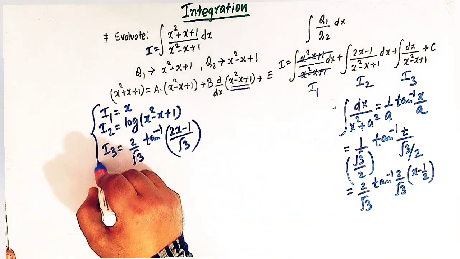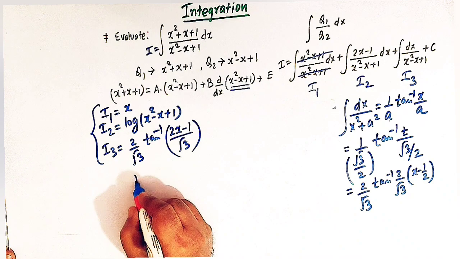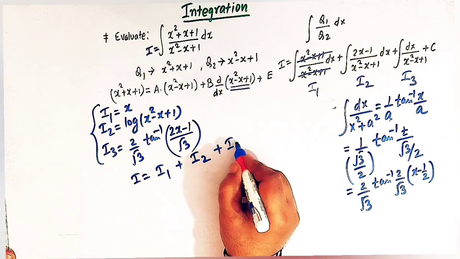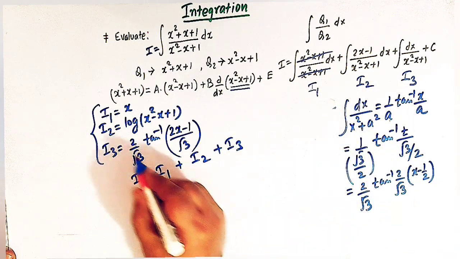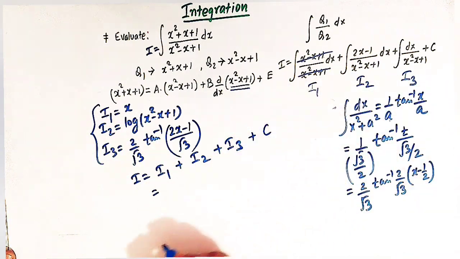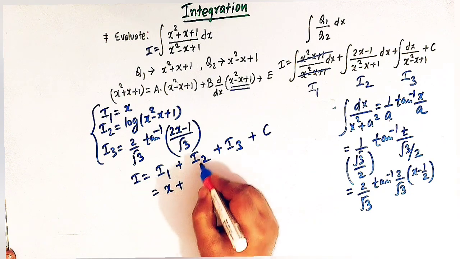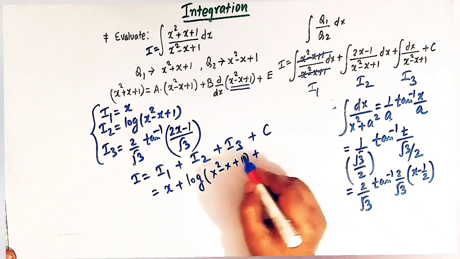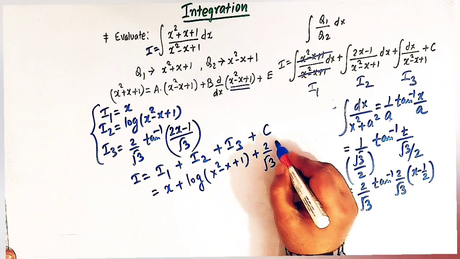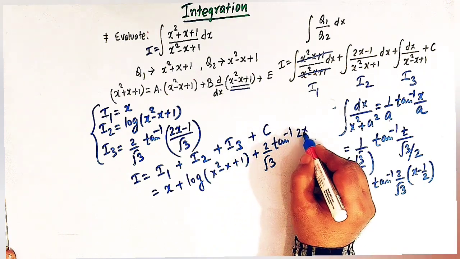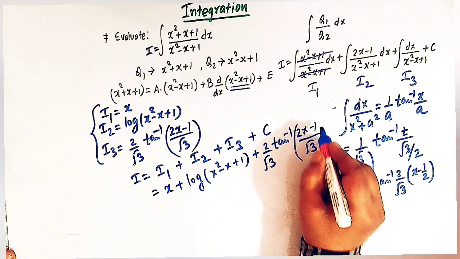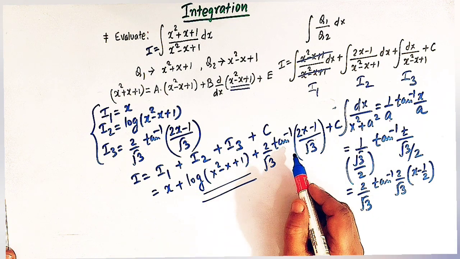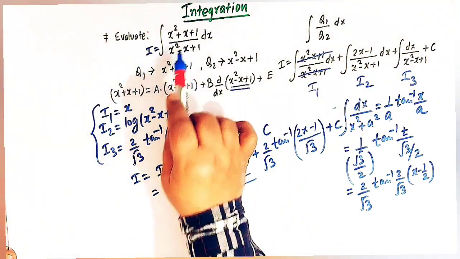So this is how we can solve these three integrals. And now our final integral I can be written as the sum of three integrals, right? I1, I2 and I3, and obviously the constant of integration C. So I1 is simply x, I2 is log of x square minus x plus 1, and I3 is 2 over square root of 3 tan inverse of 2x minus 1 over square root of 3, plus C, right? So this is the required expression for this indefinite integral.